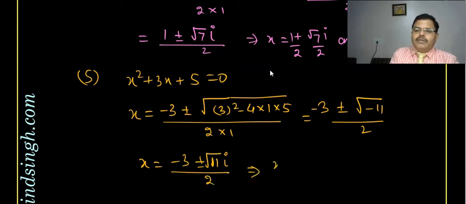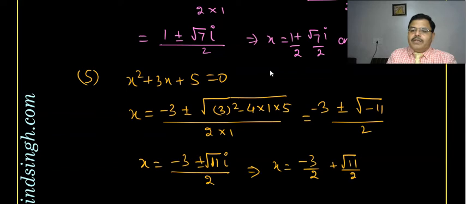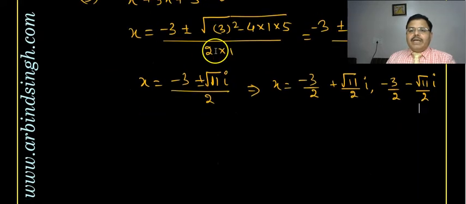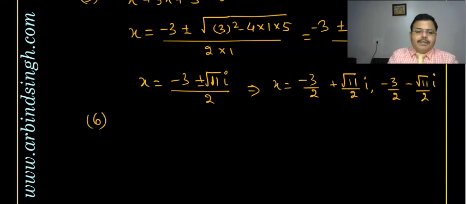So therefore x can have two values. One is minus 3 by 2 plus root 11 by 2 iota, and another is minus 3 by 2 minus under root 11 iota by 2. So these are the two values of x which may come up. Now there is another question, that is question number 6. I am looking for question number 6. 6 is x square minus x plus 2 is equal to 0.